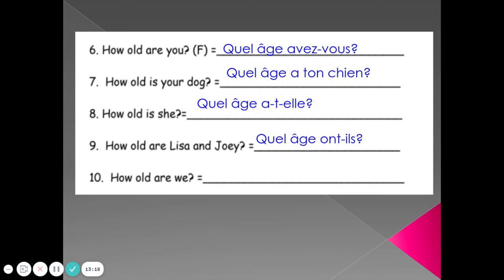And how old are we? Maybe you're being sarcastic. Somebody's acting like a baby. Okay, really? Seriously? How old are we? Quel âge avons-nous? What age have we?